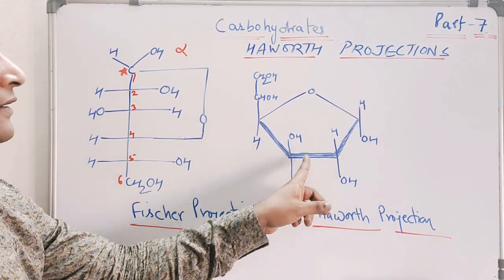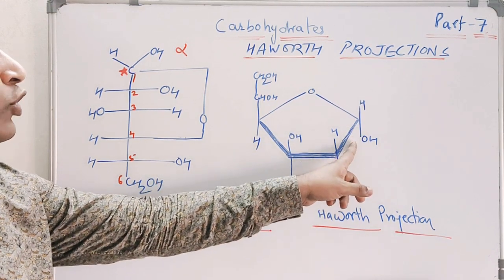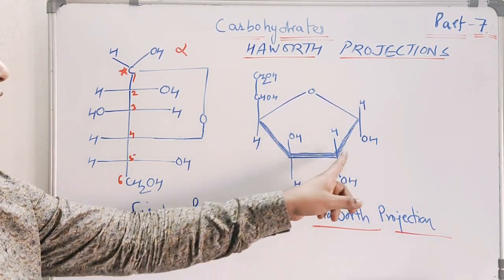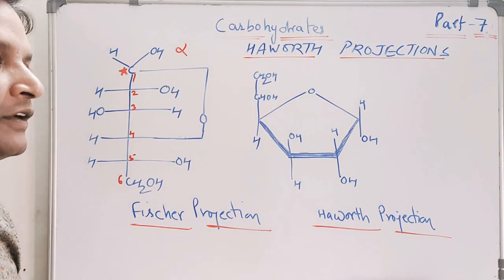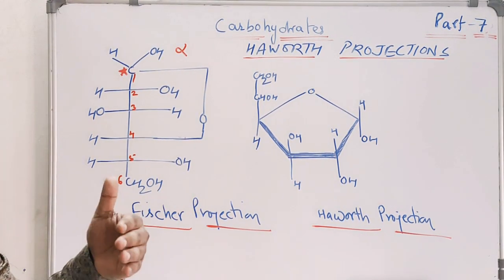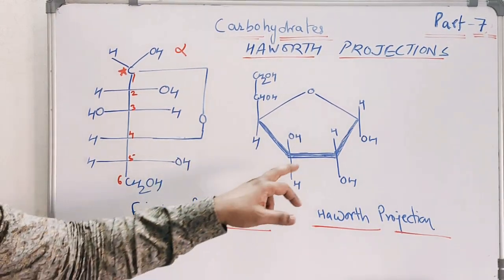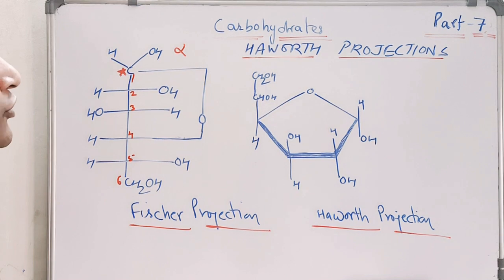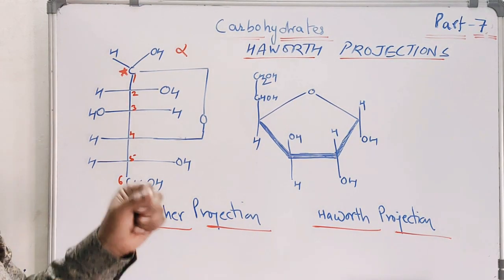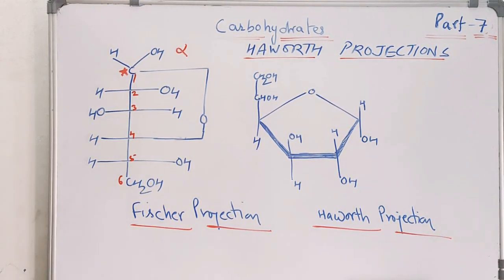I have made these bonds bold. As you can see here, this indicates that these bonds are toward the viewer's side. So they are projecting toward the viewer. This is why I have made these bonds much bolder in nature, in color. So now let's see how we convert the Fischer form into a Haworth form.